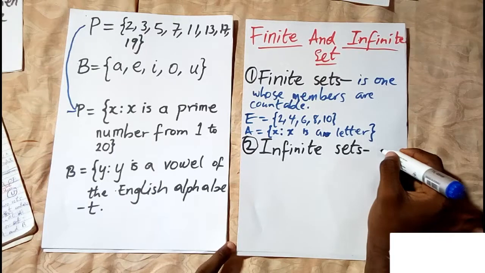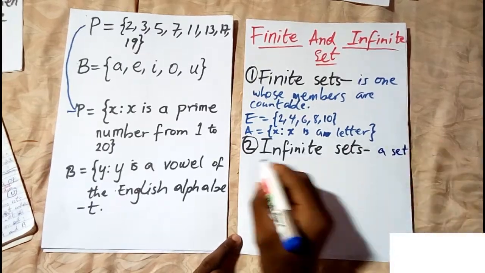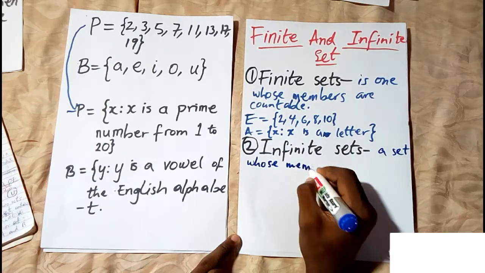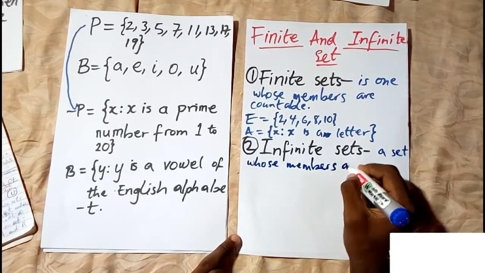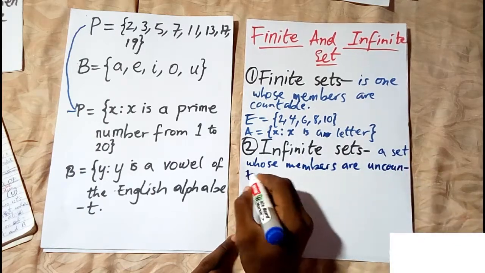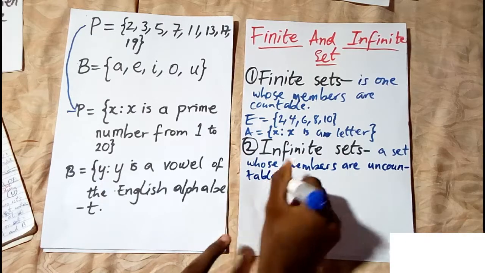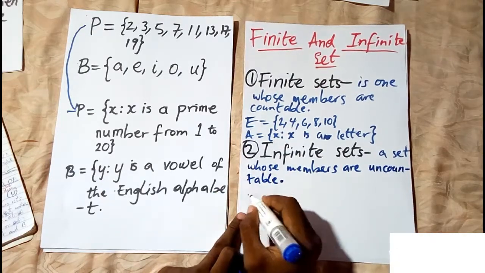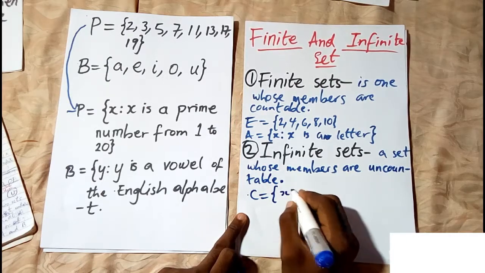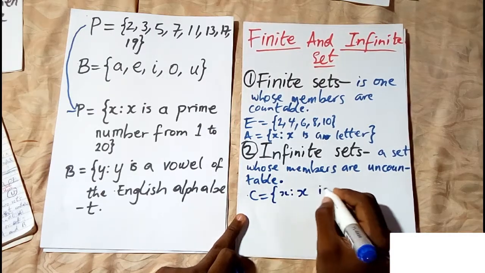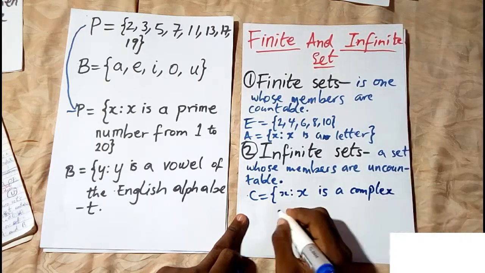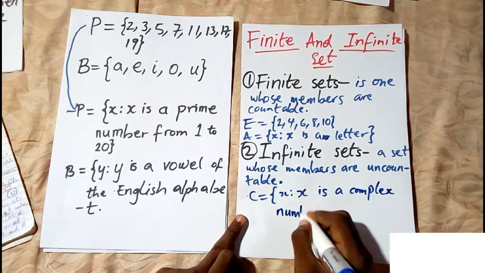Then the next is the infinite set, a set whose members are uncountable. So you cannot count them. So we have, let's say C, a set of complex numbers x, such that x is a complex number.